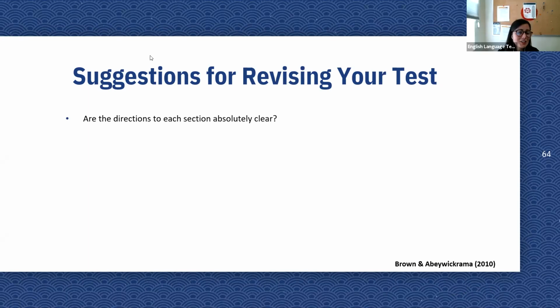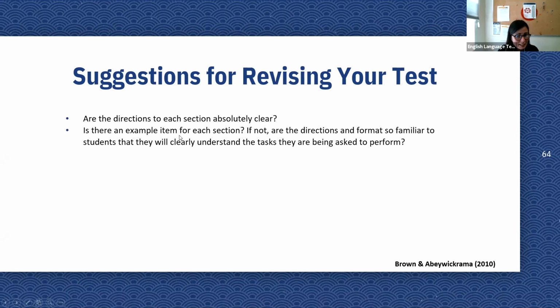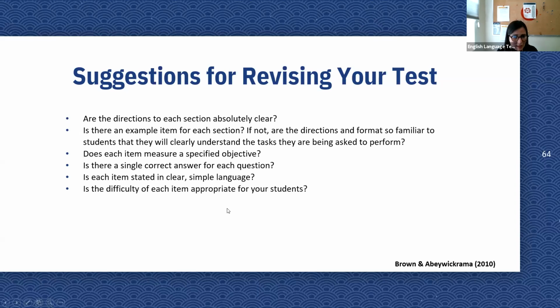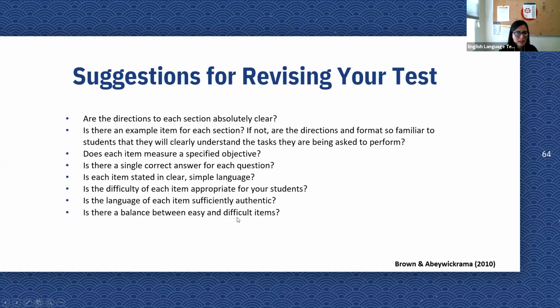So are the directions to each section absolutely clear, right? Is there an example item? If not, are the directions and formats so familiar that they clearly understand the tasks? Does each item measure a specified objective? Is there a single correct answer for each question? Is each item stated in clear, simple language? Is the difficulty of each item appropriate? Is the language sufficiently authentic? Is there a balance between easy and difficult items?